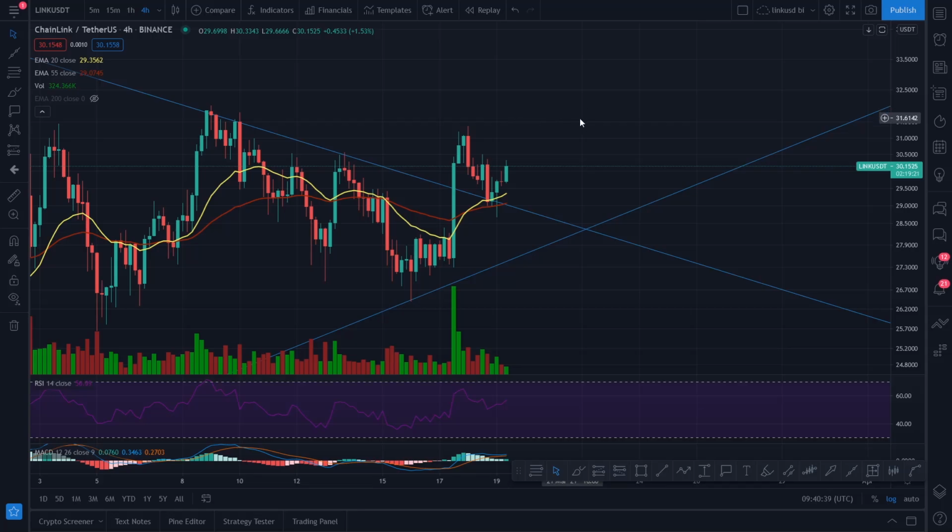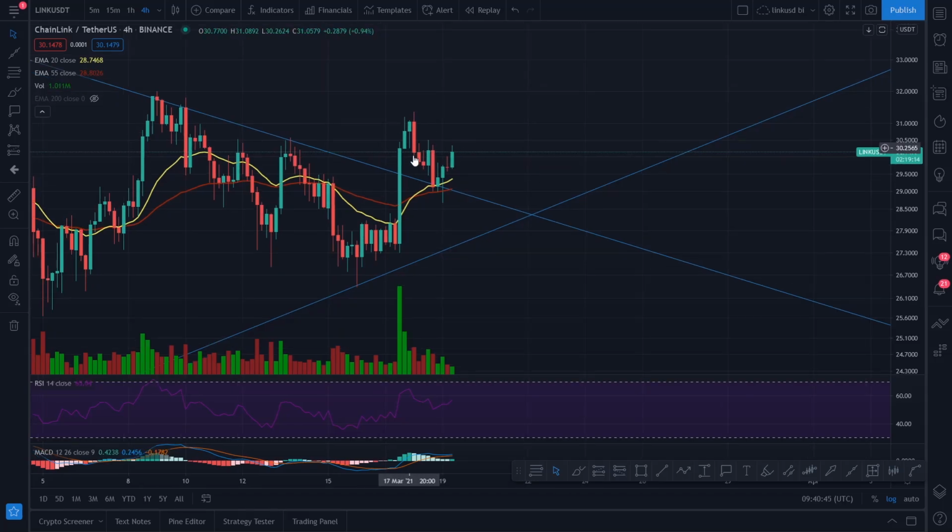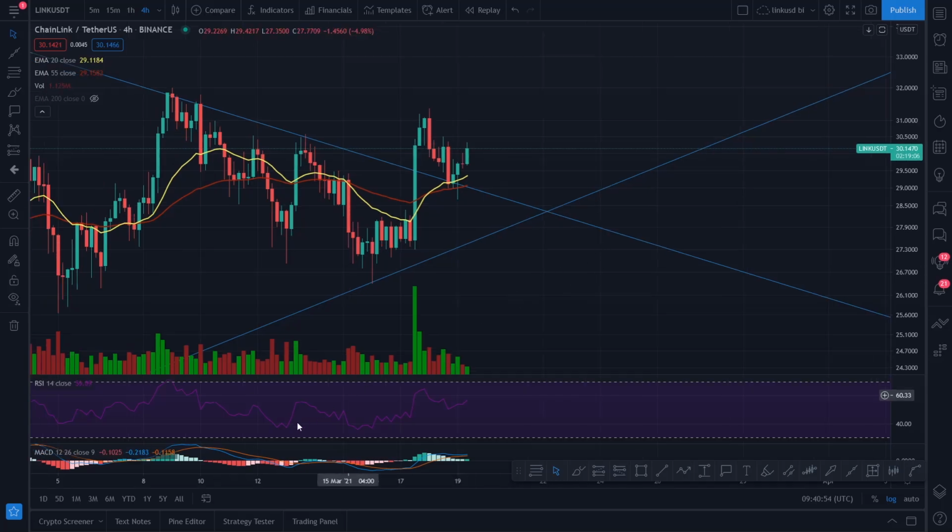So we're just diving into Chainlink against USDT on the 4-hourly chart here. You can see we are bouncing really nicely. We had a bit of a correction in the night, and you can see we bounced off the EMAs here, and this is a symmetrical triangle that we have broken out of. We've back tested it as support, so that's really good for Chainlink.